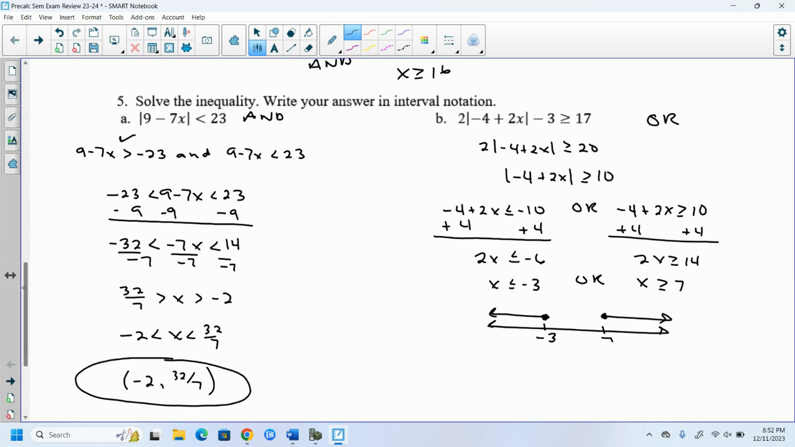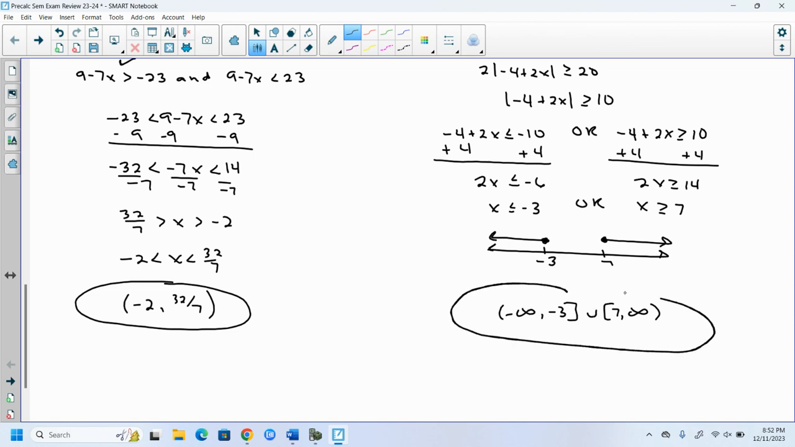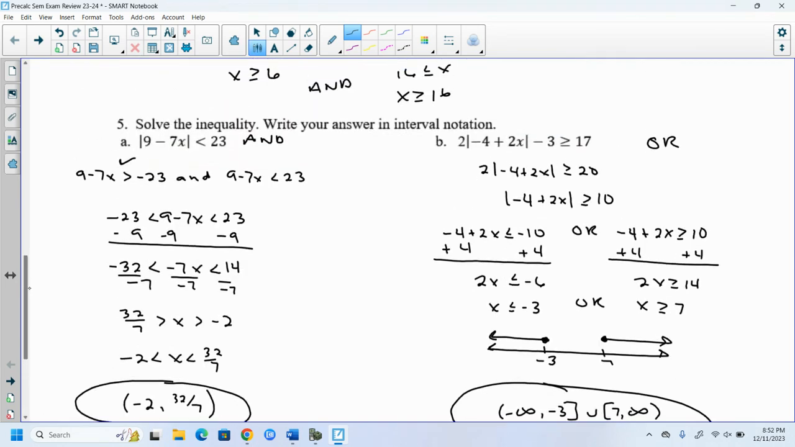Since it's an OR, I need to take all possible answers together, and they don't overlap. So this is going to be negative infinity to negative 3, bracket, union, 7 to infinity, with a bracket on the 7. So that will be my interval notation for 5b.